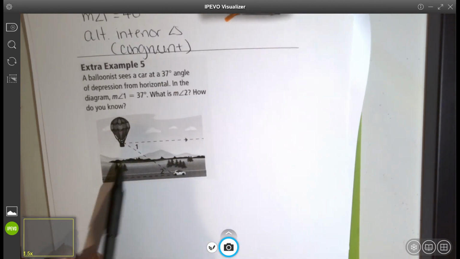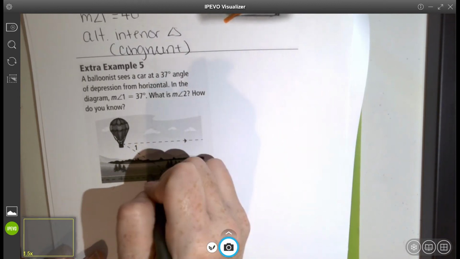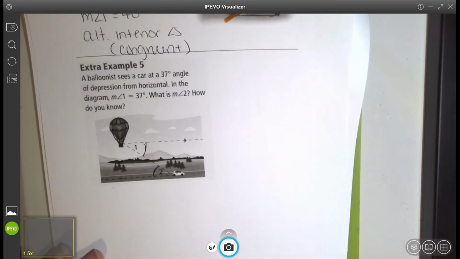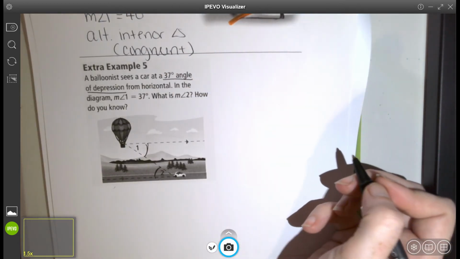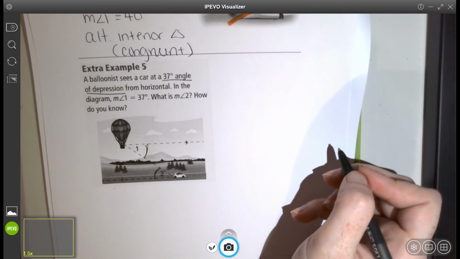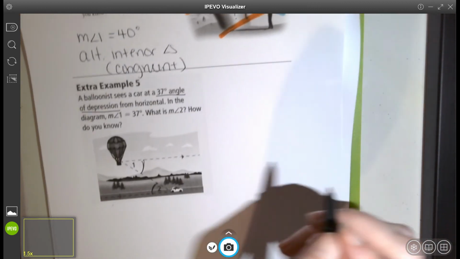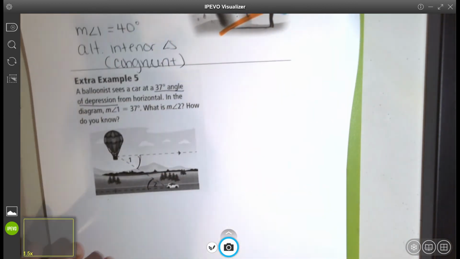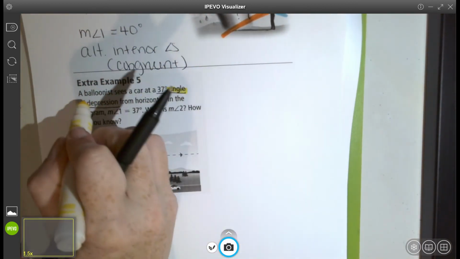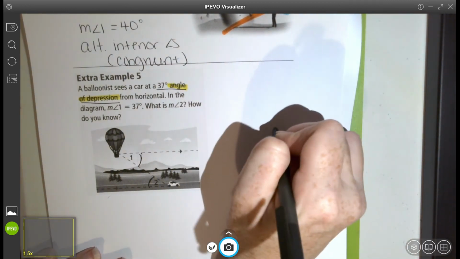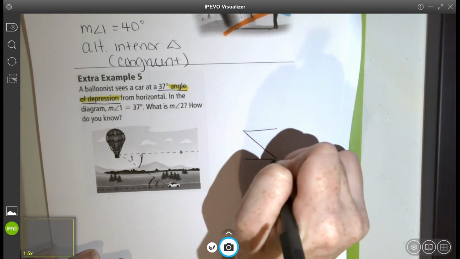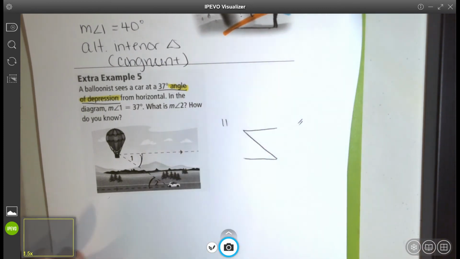So here we have our two angles here, angle 1 and angle 2. And it says a balloonist sees a car at a 37 degree angle of depression from a horizontal line. And in the diagram, measure of angle 1 is 37. What is the measure of angle 2? So before I begin any of that, some great terms in here, angle of depression. So when we are looking down at something, so here I'm just going to actually draw this Z. This Z is so important.